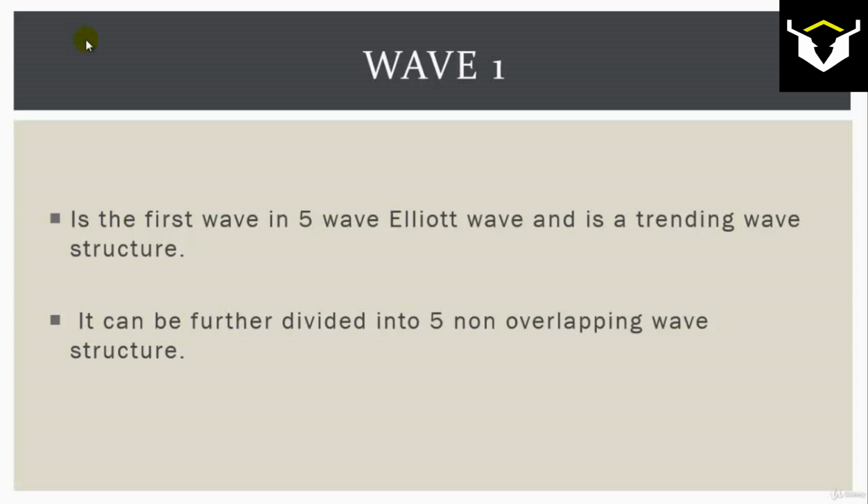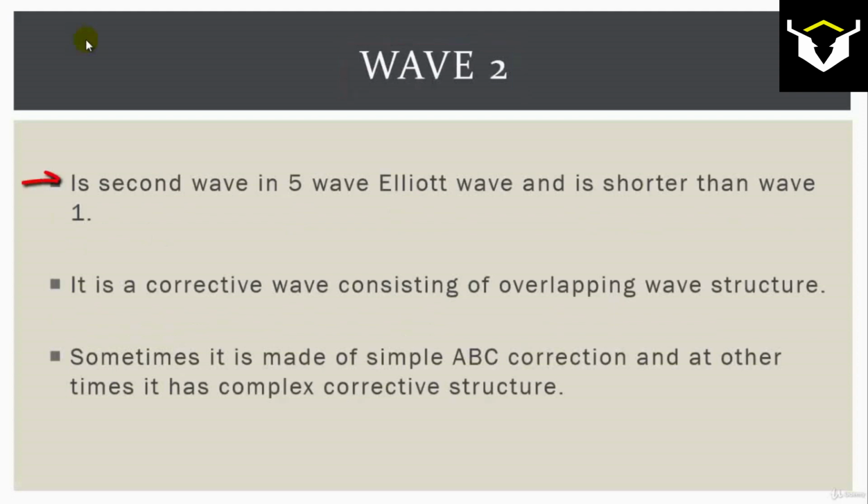So usually, if it is an upside trend, wave 1 will unfold itself in a trending wave structure, a 5-wave non-overlapping wave structure. Wave 2 is the second wave in the 5-wave Elliott wave and is shorter than wave 1. Remember that it is one of the most important points in Elliott wave structure. Wave 2 is never greater than wave 1.